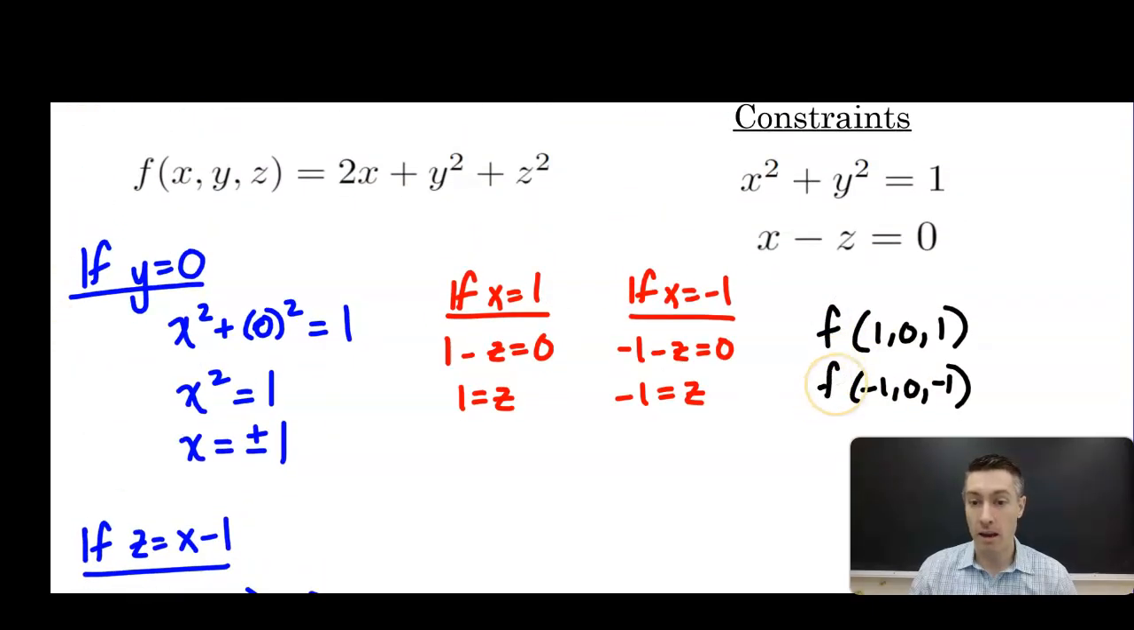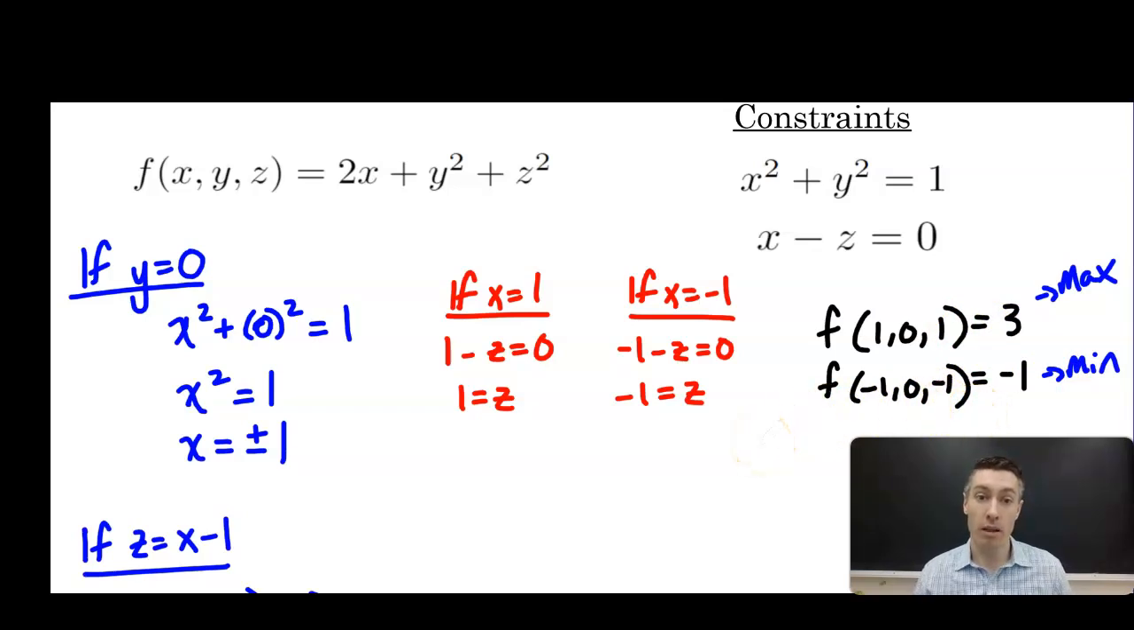So we plug in both. So if we plug in 1, 0, 1, we're going to get 2 plus 0 plus 1, so that's 3. And negative 1, 0, negative 1, we're going to get negative 2 plus 0 plus 1. So that's going to be negative 1. Let's make sure, let's change the color back to black. So negative 1. So we have our max of 3 at the point 1, 0, 1, and the minimum of negative 1 at negative 1, 0, negative 1.